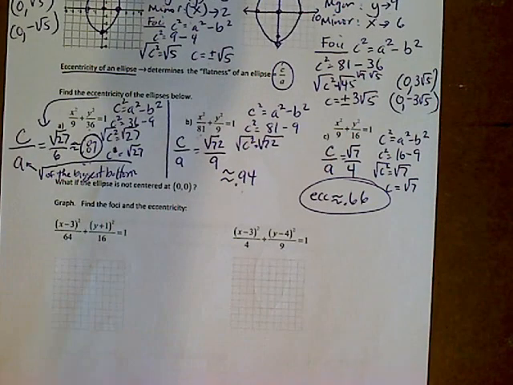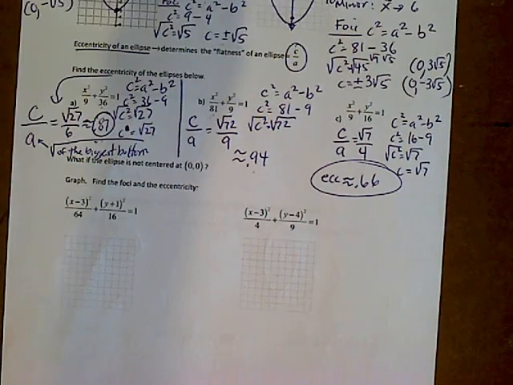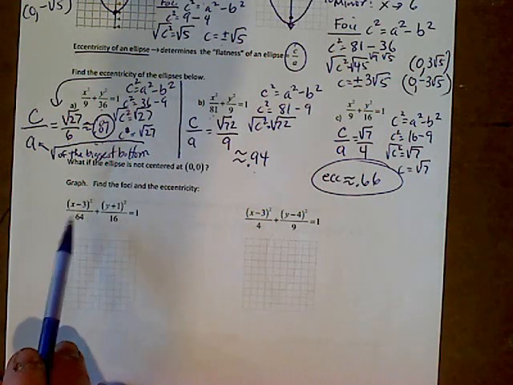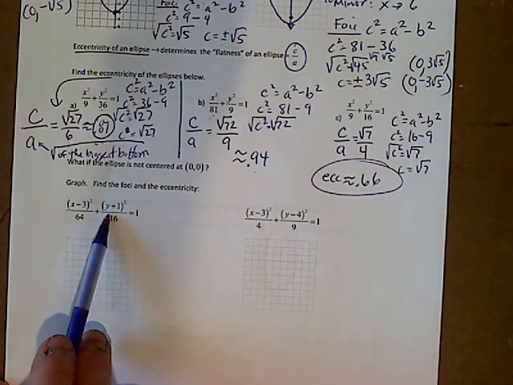Alright guys, so we're going to pick up where we left off from Thursday last week. Still graphing ellipses. How do you do it? What do you do? This is what we're going to look at now. So, what if the ellipse is not centered at 0, 0?